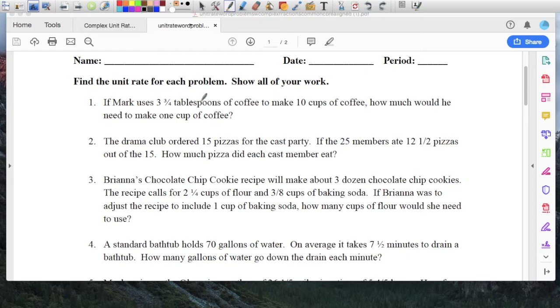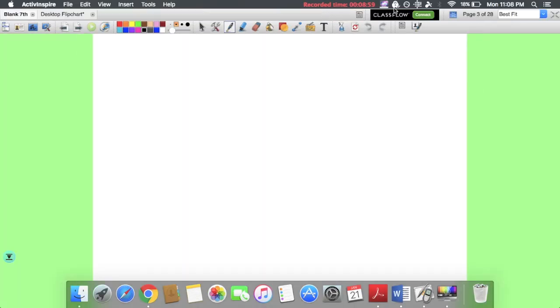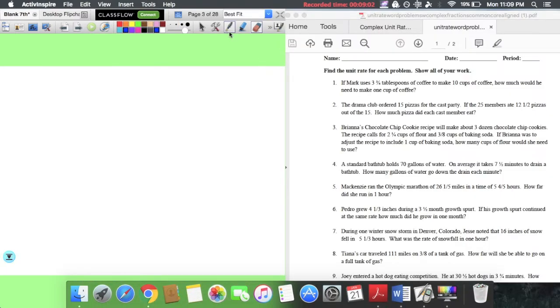So Mark uses 3/4 tablespoon of coffee to make 10 coffees. How much would it need to make 1 cup of coffee? So it's going to be tough to do. Hang on a second. Let me pause the video. Okay, so I can split the screen here. So the first one says 3 3/4 tablespoons of coffee to make 10 cups. How much would be needed to make 1 cup of coffee?